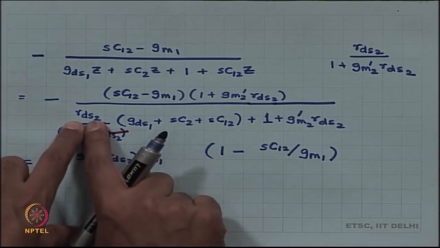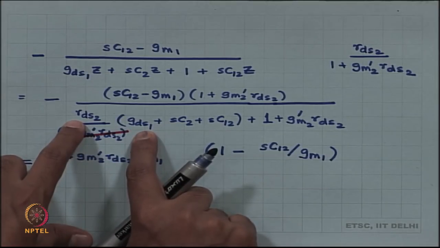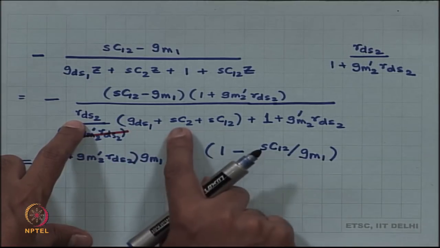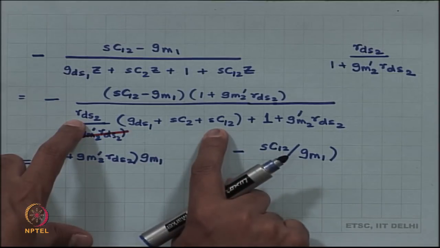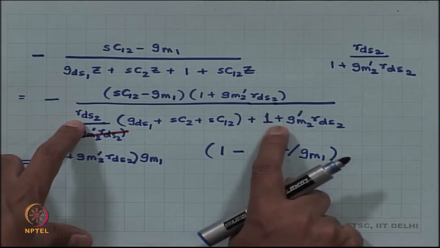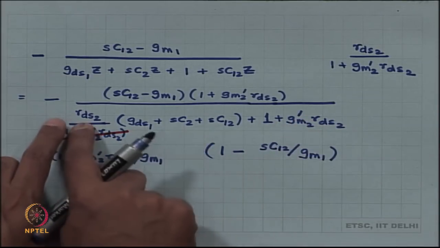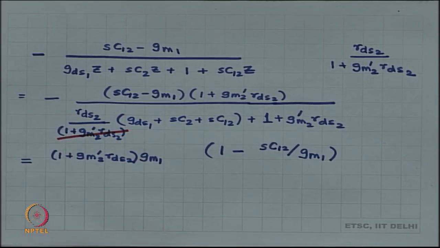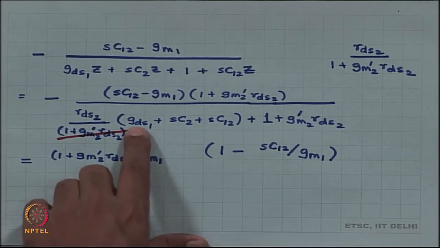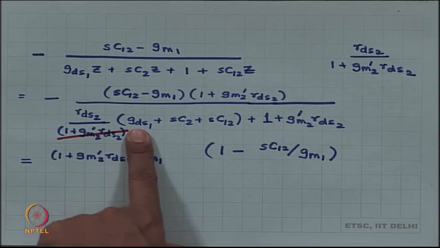So, in the denominator I have got RDS2 GDS1, which is DC, this is S, these two are S. So, that is not DC, 1 is a DC. So, I have got 1 plus GM2 prime RDS2 GDS1. GDS1 is annoying. All right, I think we have to multiply numerator and denominator by RDS1.